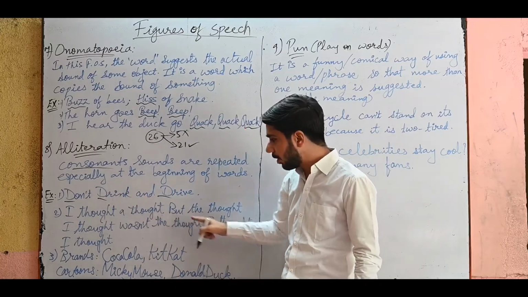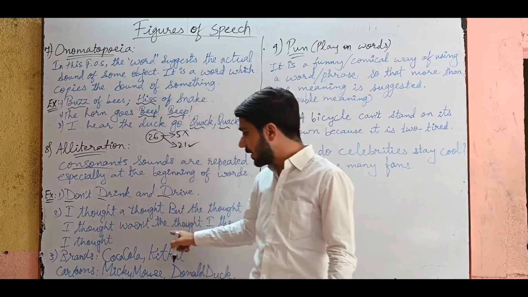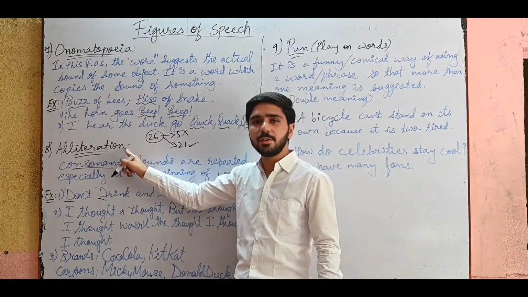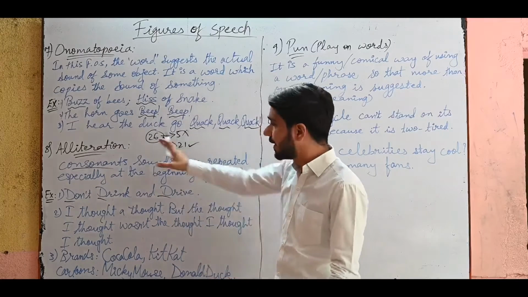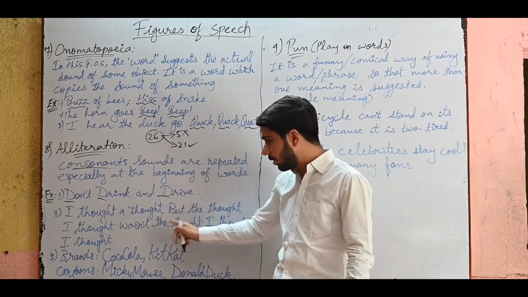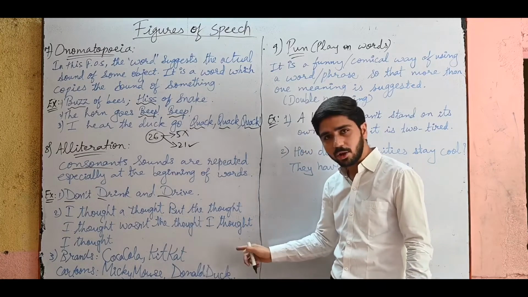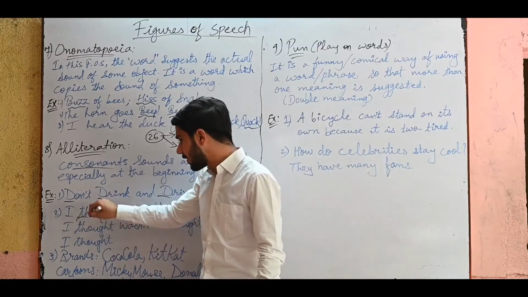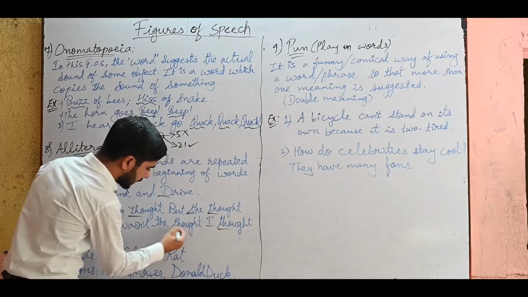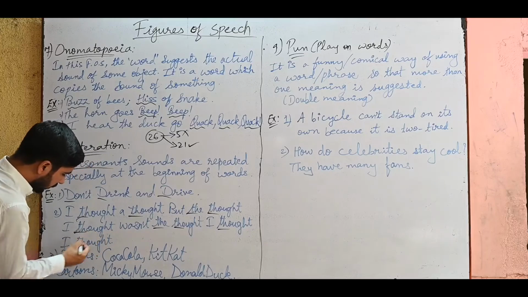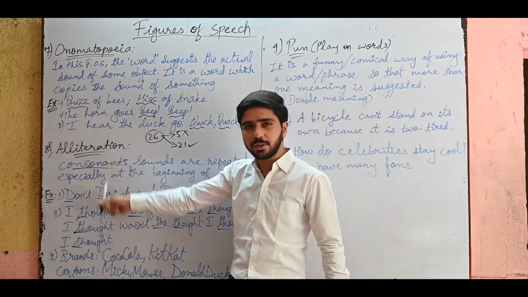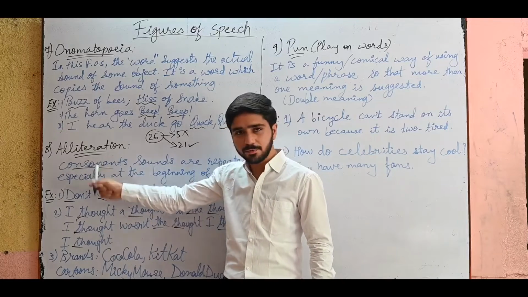Then, I thought. Now see, this is a tongue twister, and all the tongue twisters mostly follow this figure of speech, alliteration. Whichever tongue twister you take, you will see alliteration in that. See, I thought a thought, but the thought I thought wasn't the thought I thought I thought. So here the sound of th is repeated everywhere, as you can see, th, th, th. So this is also an example of alliteration. This tongue twister is also an example of this.